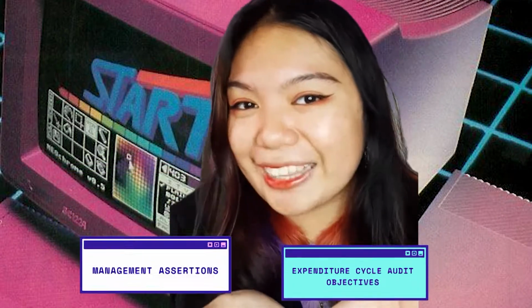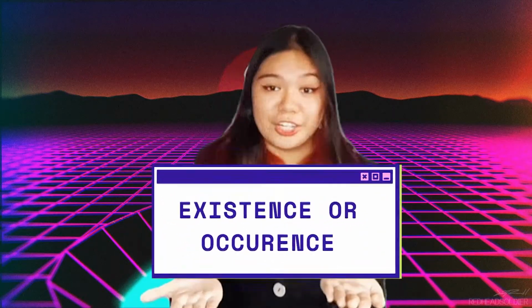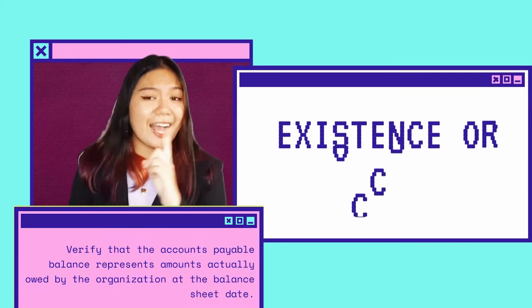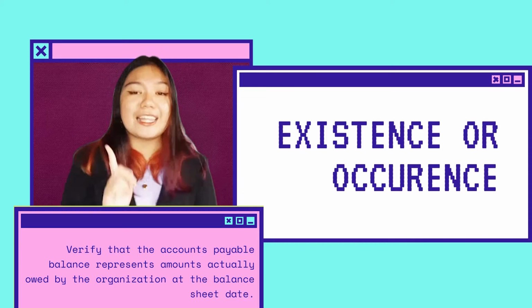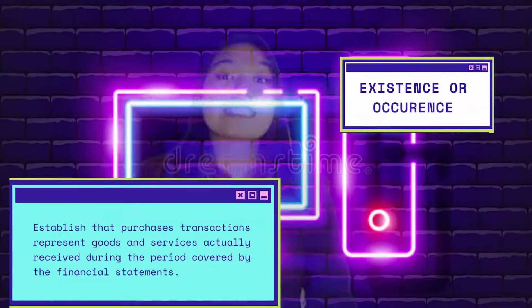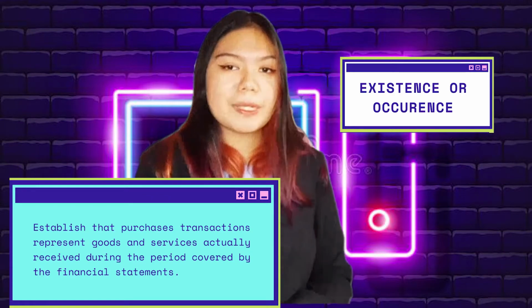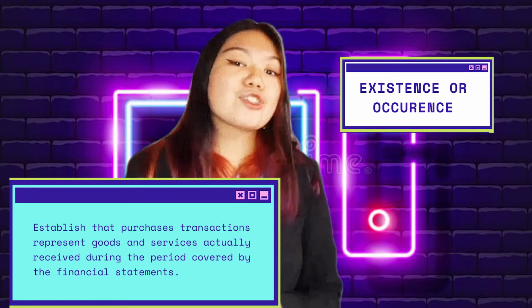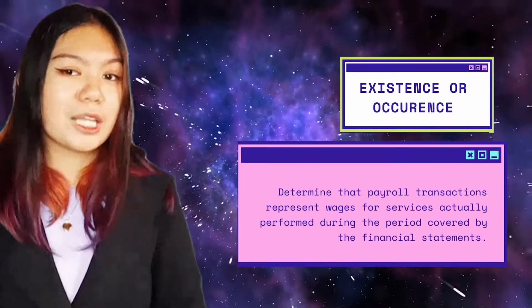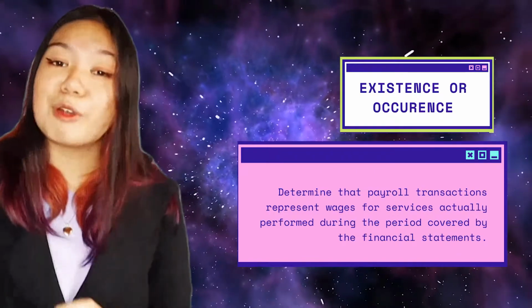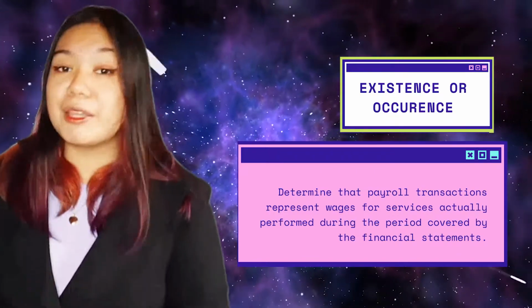So, here are the relationships between management assertions and expenditure cycle audit objectives. Existence or occurrence. 1. Verify that the accounts payable balance represents amounts actually owed by the organization at the balance sheet date. 2. Establish that purchases transactions represent goods and services actually received during the period covered by the financial statements. And 3. Determine that payroll transactions represent wages for services actually performed during the period covered by the financial statements.